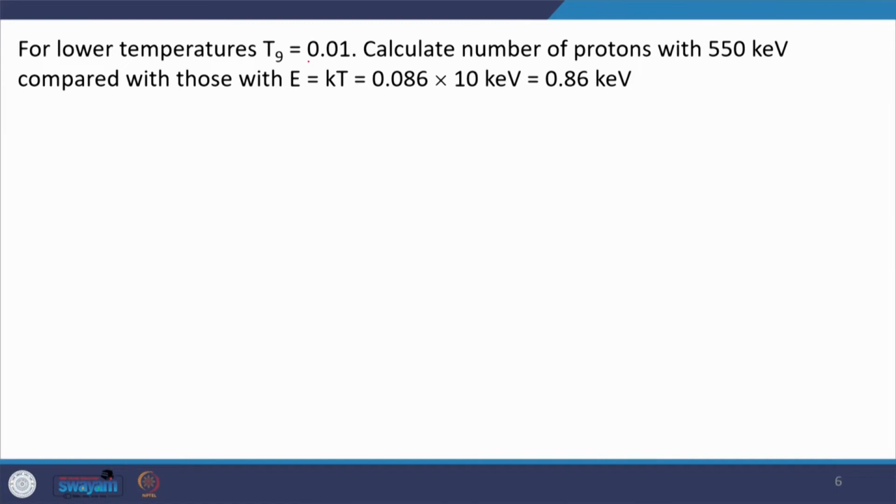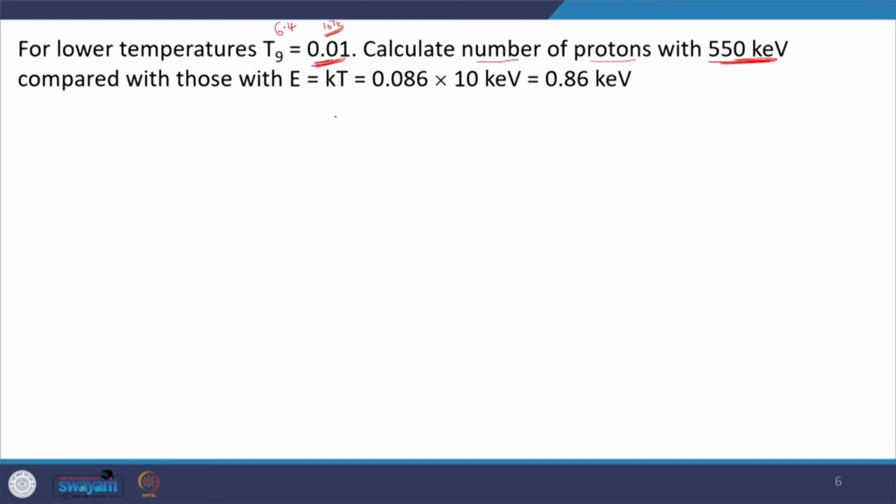So, for a lower temperature, instead of 6.4 gigakelvin, if I go for 0.01, please remember, earlier I was considering T9 as 6.4, now I am considering 0.01, that means 10 to the power of 7 kelvins, which is 100 times less than the temperature required for fusion to happen classically. Classically, for nuclear fusion to happen, the incident particle should have an energy above the Coulomb barrier, isn't it? And that leads to 10 to the power of 9 Kelvin, and our discussion clearly stated that it is not possible that fusion should happen only when 10 to the power of 9 Kelvin is reached.